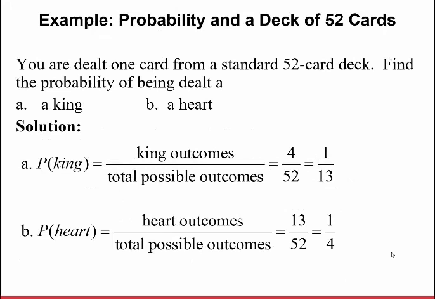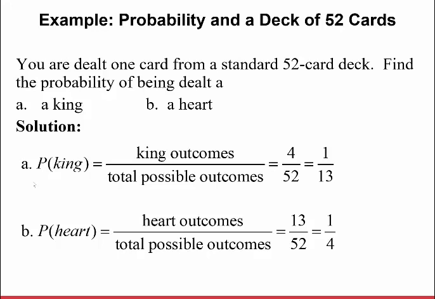All right, so suppose you are dealt one card from a standard 52 card deck. Find the probability of being dealt the following: a king or a heart. So just so we're clear, a standard deck of cards has 4 suits: hearts, diamonds, spades, and clubs. Each of those suits has exactly 13 cards in it. It has a 2, 3, 4, 5, 6, 7, 8, 9, and 10. Then it also has a jack, a queen, a king, and an ace.